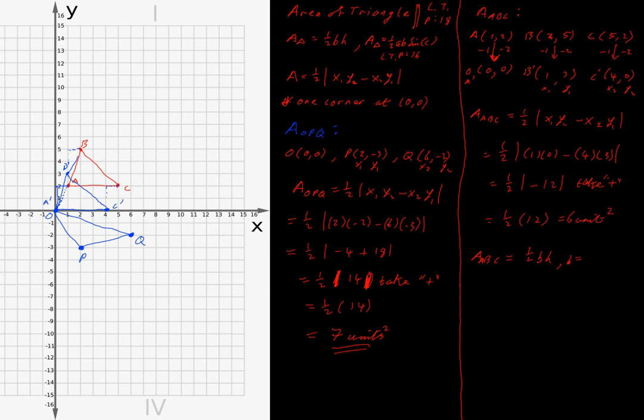So half base by height. The base is equal to 4. And for that base, what is the perpendicular height? 1, 2, 3. So the perpendicular height from that base is 3. So the area would be a half by 4 by 3, which ends up with 6 units squared.